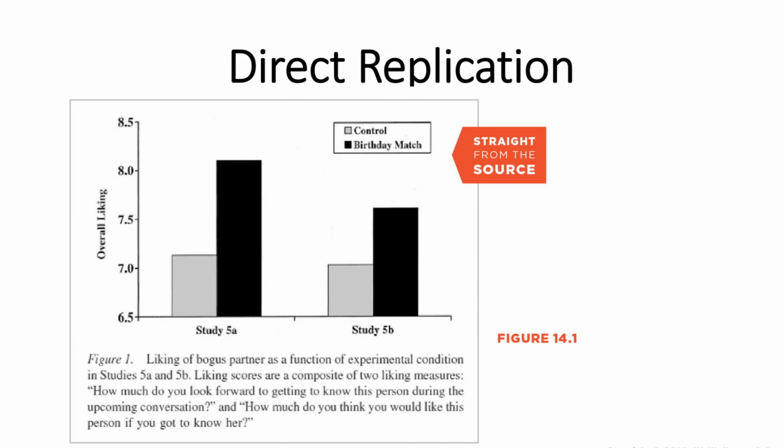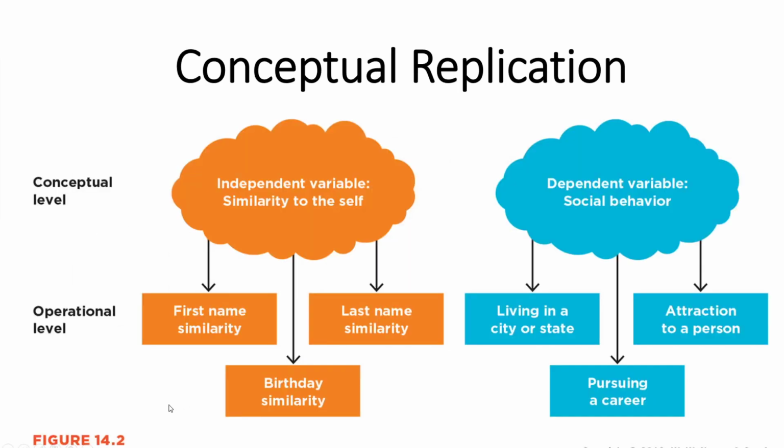Direct replication is not always the best option. So what about our next option, which is conceptual replication? For conceptual replication, researchers want to explore the same research question, but they're going to do so using different procedures. So the conceptual variables are the same. It's the same basic idea of what they're looking at, but the procedures they use for operationalization are going to be different. So they're going to have different operationalized variables, though the conceptual levels will be the same.